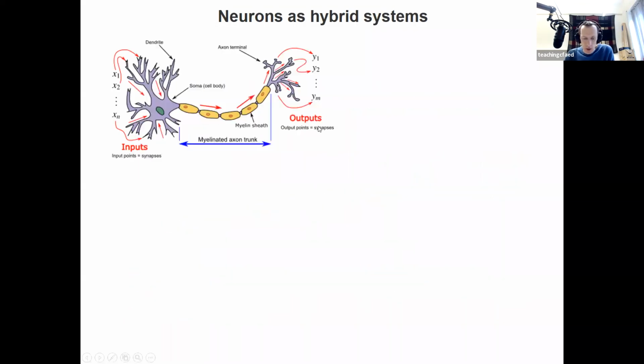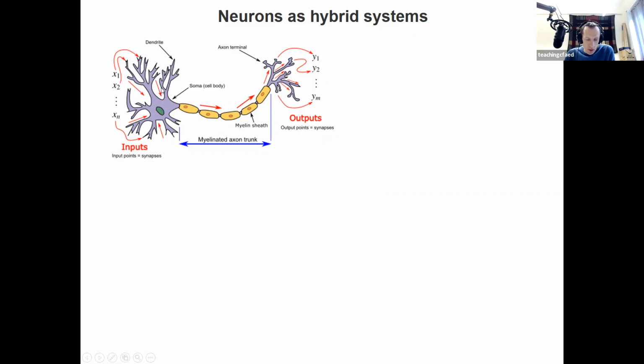Okay, so neurons can also be considered as hybrid systems in the sense that they have a smooth time evolution until something happens. And for those of you who are not familiar with nerve cells, there are many types, and one type roughly looks like that. It has a cell body, which is like the core of the cell where most of the metabolism is going on.